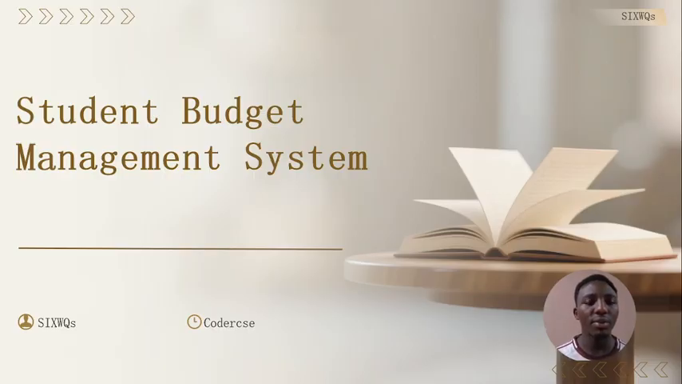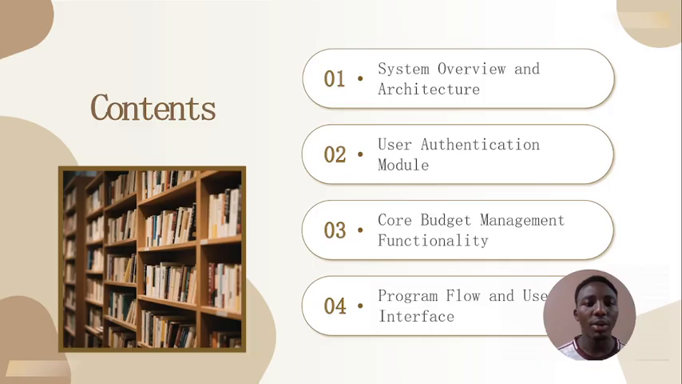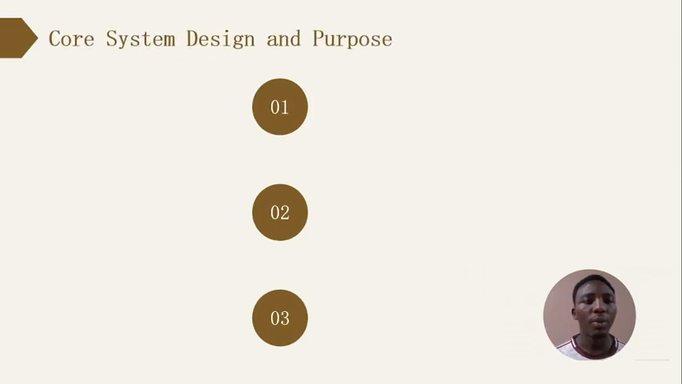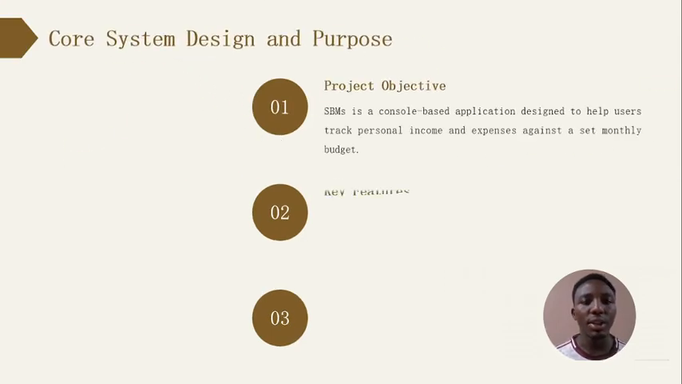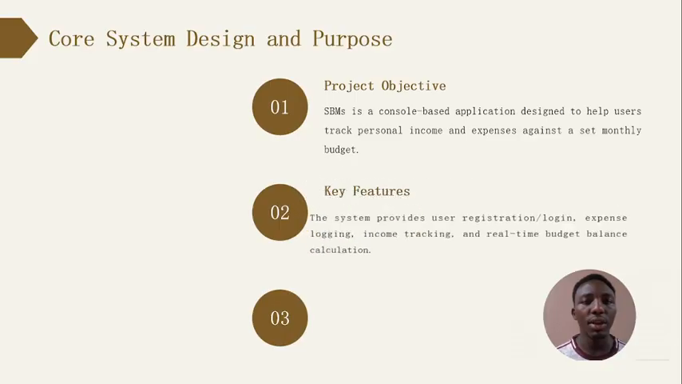Welcome to this project, a student budget management system, where we are going to see four key points. The first is the system overview and architecture. The second is the user authentication module. The third is core budget management functionality. And the fourth is the program flow and user interface. So without delay, let's look at the core system design and purpose.